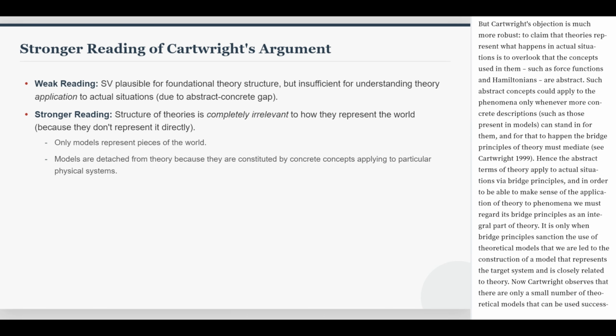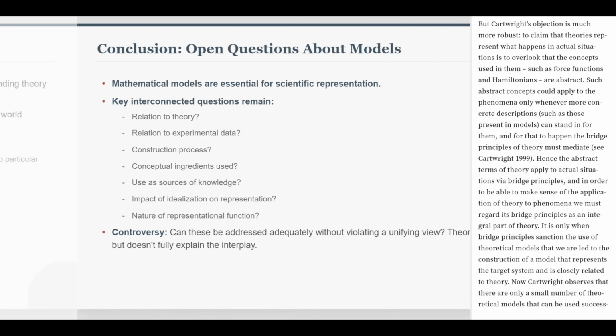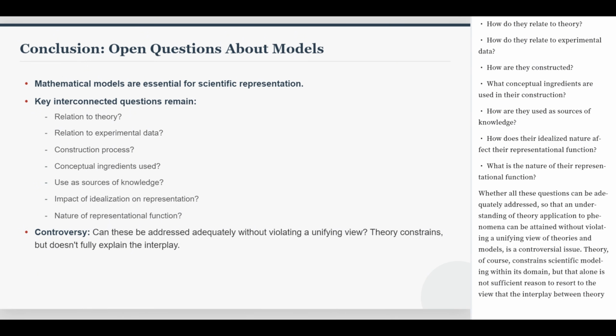A stronger reading, however, goes further. It suggests that the structure of theories is completely irrelevant to how they represent the world. Why? Because theories, in their pure form, don't represent the world at all. Only models do, and models are detached from the theory because they are built using more concrete concepts that directly apply to particular physical systems. The theory provides the high-level framework, but the models are where the rubber meets the road in terms of representing specific pieces of reality.